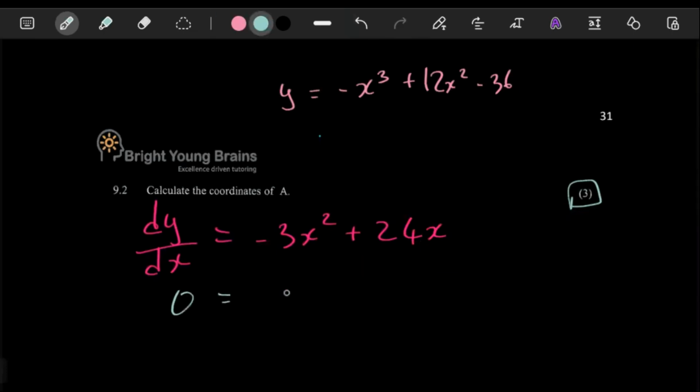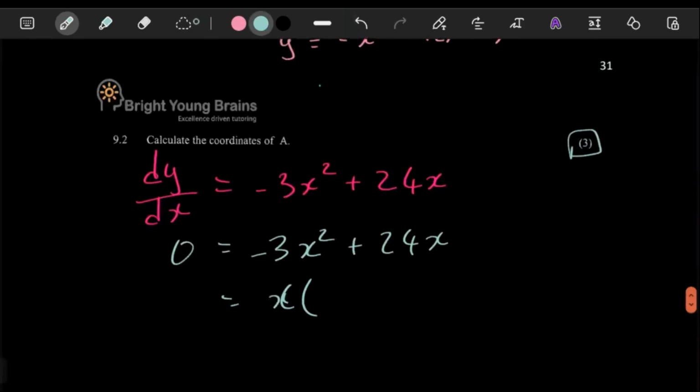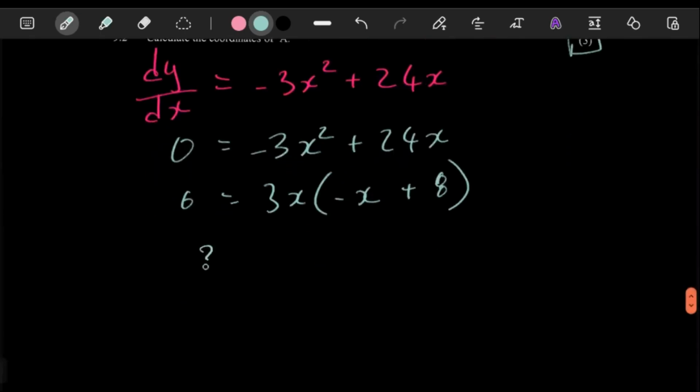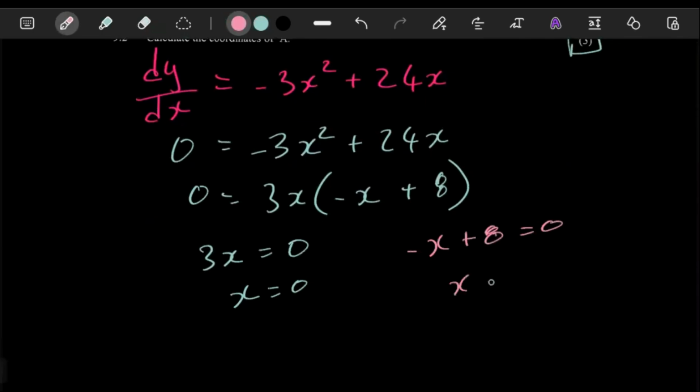So first derivative equal to 0 is what gives us the turning point. So solving for x here, we can take out 3x as a common factor. We have here -x plus 8. So here we have 3x equal to 0, and then x is equal to 0. The other one, -x plus 8 equal to 0, x is equal to 8.